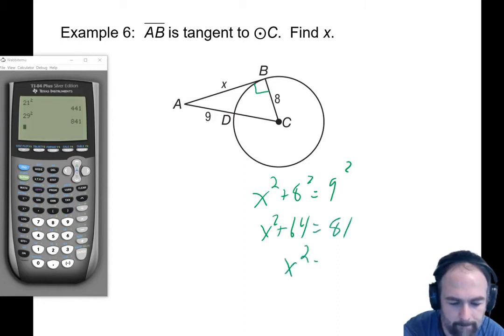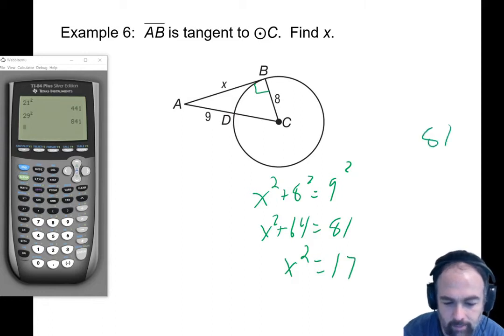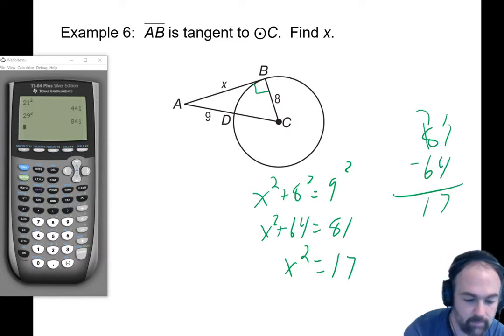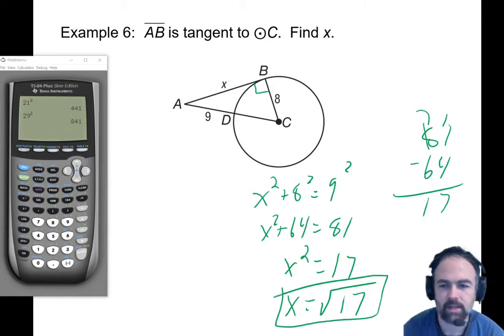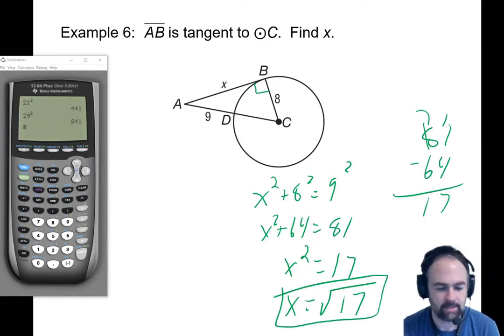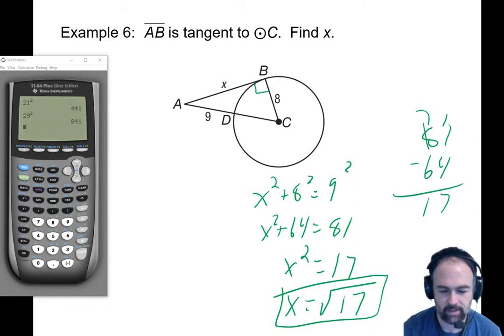Let's subtract 64 from both sides. 81 minus 64 is going to be 17. And you see now I'm second guessing that. Yeah, 17. And then take the square root of both sides. X equals the square root of 17. 17 is prime, does not reduce, therefore we're leaving it as square root of 17.